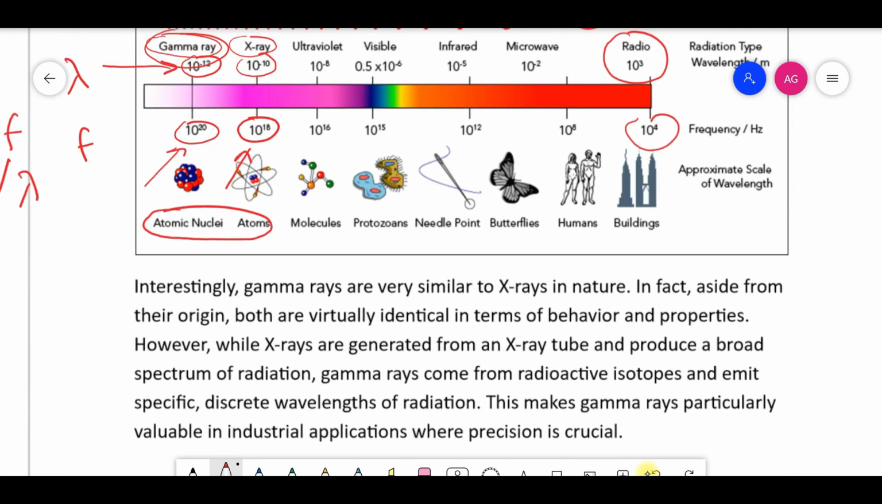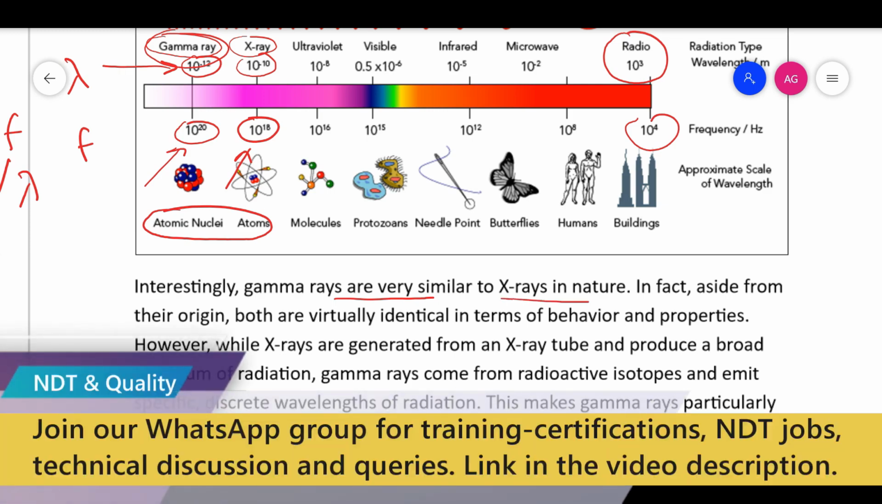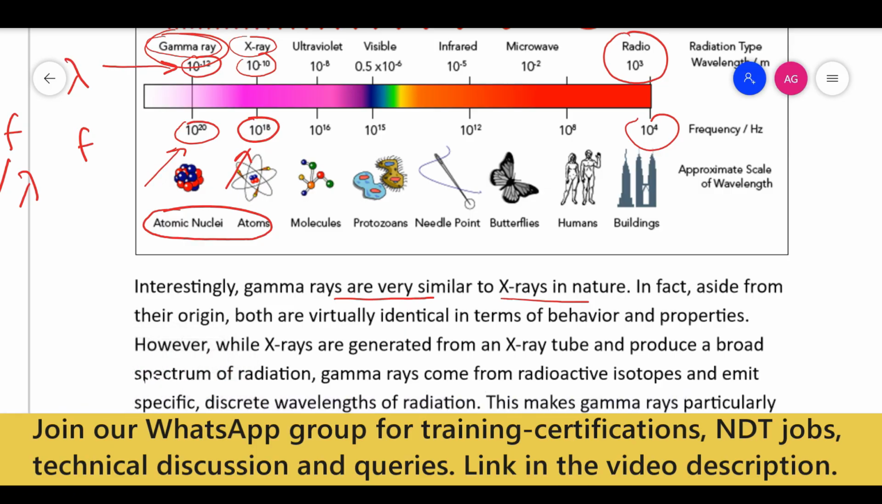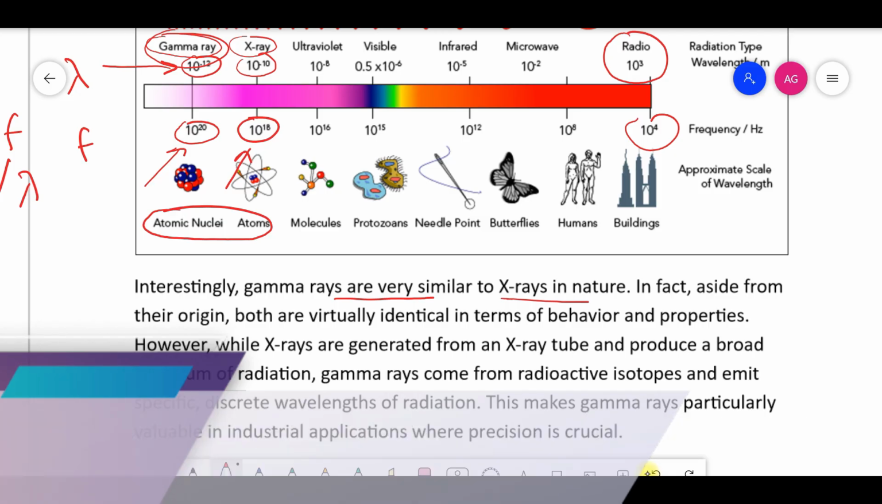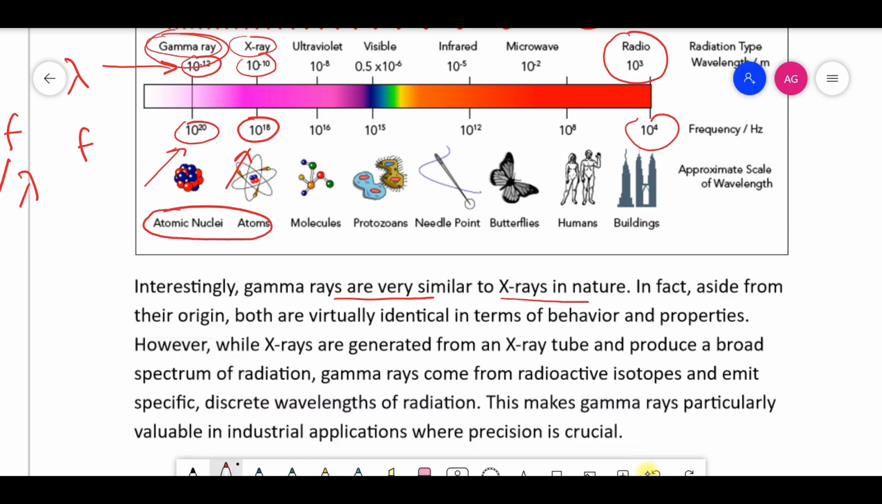Interestingly, gamma rays are very similar to X-rays in nature. X-rays and gamma rays are almost similar. Only their origin is different: X-rays are produced in an X-ray tube, whereas gamma rays can be produced naturally or artificially. In fact, aside from their origin, both are virtually identical in terms of behavior and properties. Once gamma rays or X-rays are produced, their behavior and properties, i.e. their energy and intensity, are similar.